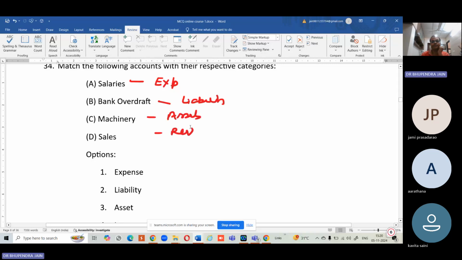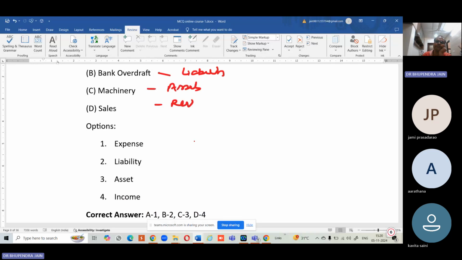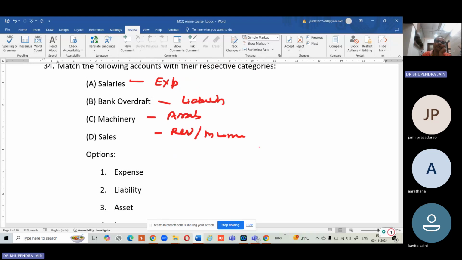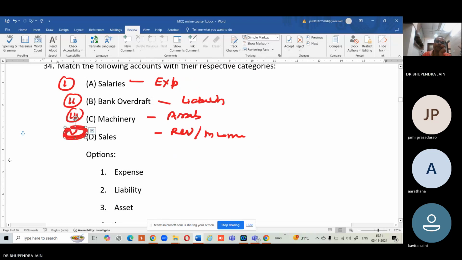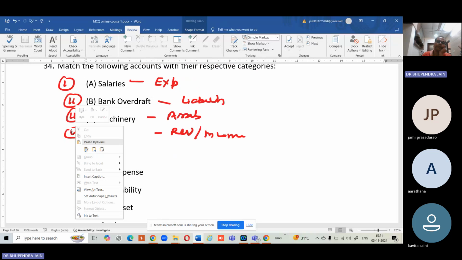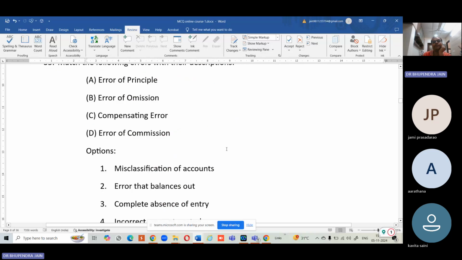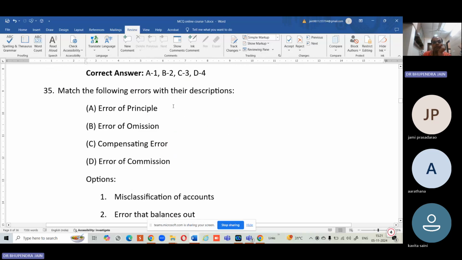देखते हैं क्या लिखा बेटा. Sales is the revenue or income, both are same. मतलब इसका आंसर आ गया बेटा 1, इसका 2, इसका 3, इसका. ठीक है. नेक्स्ट, which of the following error with their description?